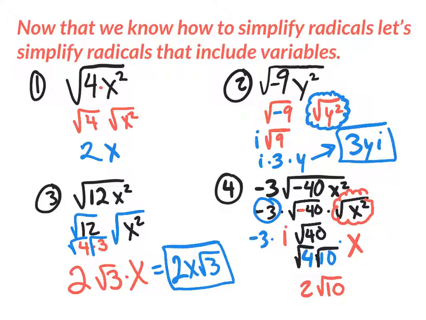And of course, you're going to bring down everything else. You're going to bring down this negative 3. You're going to bring down this i. And you are multiplying between everything. And we're also going to bring down this x. So all we need to do is organize it.